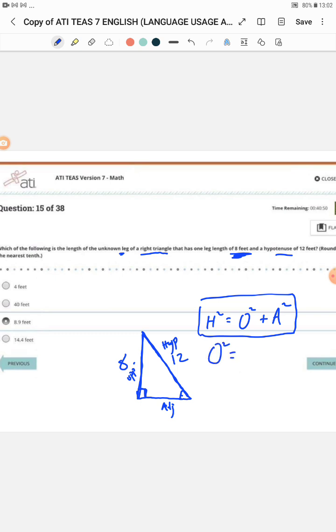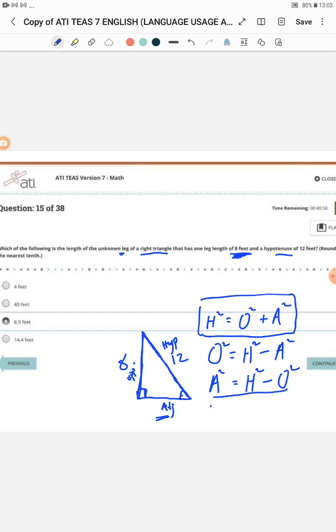If the opposite is what we are looking for, it will be the square of the opposite equals the square of the hypotenuse minus the square of the adjacent. If it's the adjacent we are looking for, it will be the square of the hypotenuse minus the square of the opposite. Since they have given us the hypotenuse and one other side, let's just assume it's the adjacent we are looking for, whichever it is. So we are using this formula now.